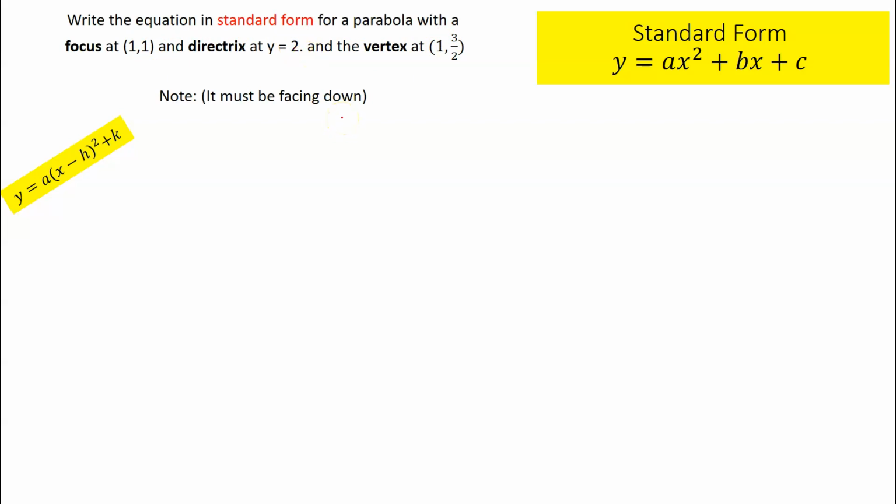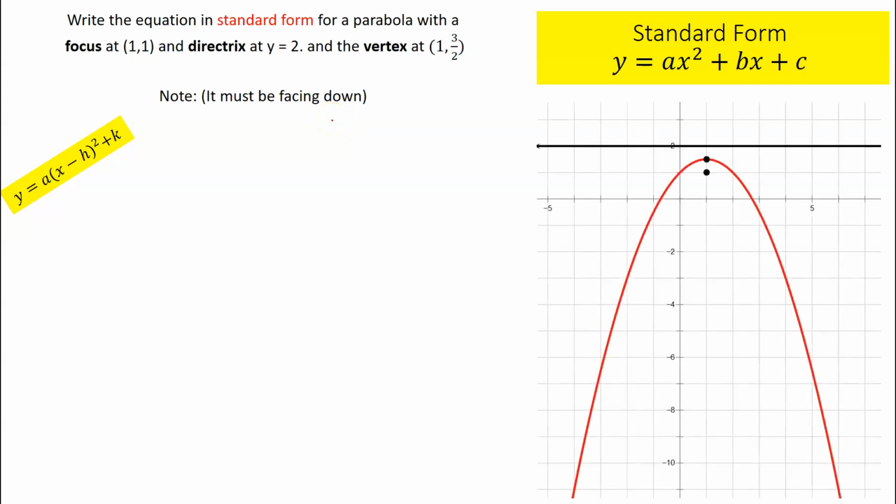Guys, these are really, really hard to do if you don't have a picture. So do yourself a huge favor. Draw yourself a picture. Here's what we do know right now. The actual shape of it, I am guessing. What do I know? I know that my line for the directrix is at 2.